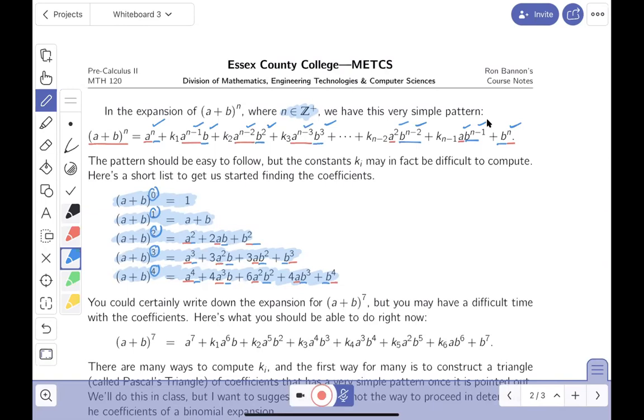So I'm going to say it's a pretty easy pattern. For example, if you put (a plus b) to the 7th, let me point out where we are. I could clearly put down the a's. Let me go through that with you: a7, a6, a5, a4, a3, a2, a1, a none. And I could clearly put the b's down: b7, b6, b5, b4, b3, b2, b1, b none. What I can't do, and this is the problem for me, is readily put down the coefficients.